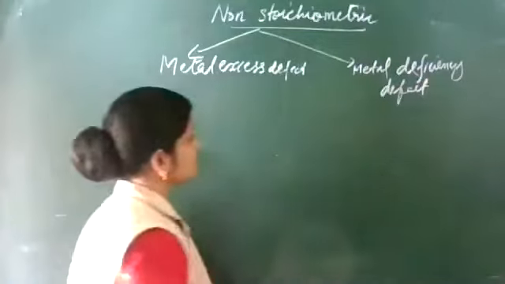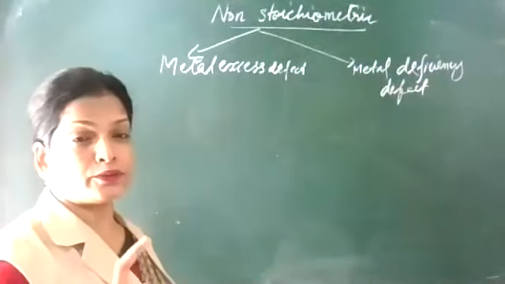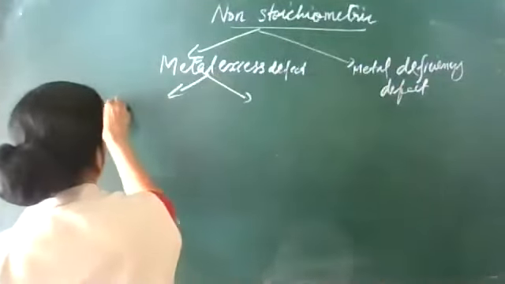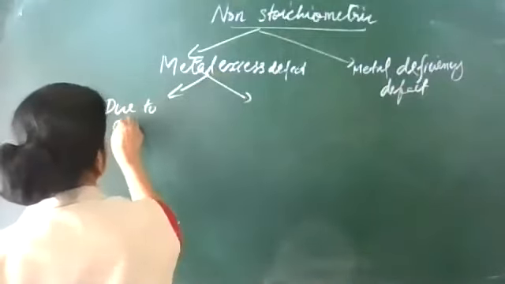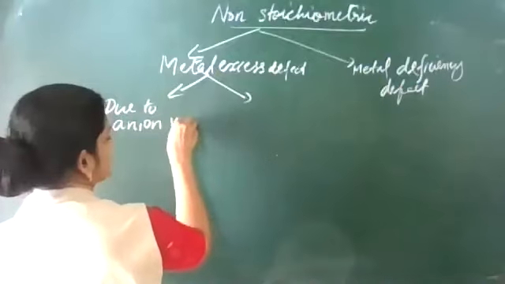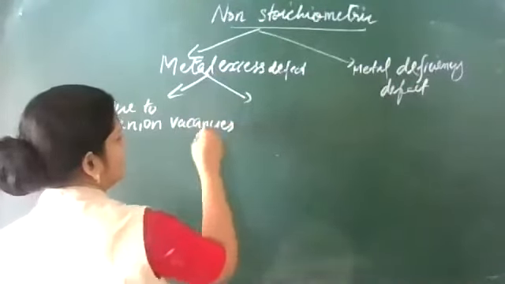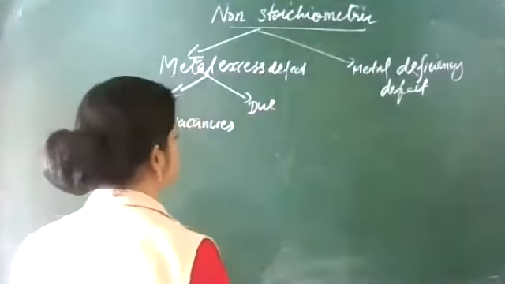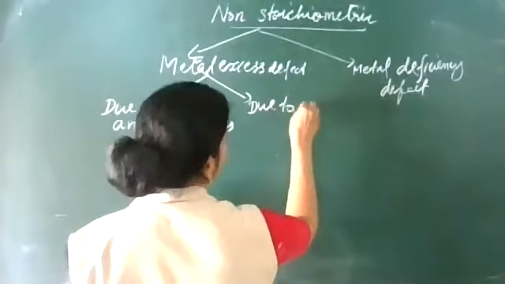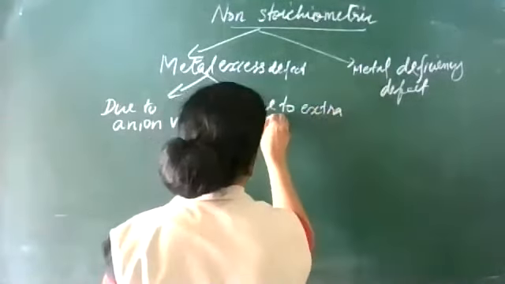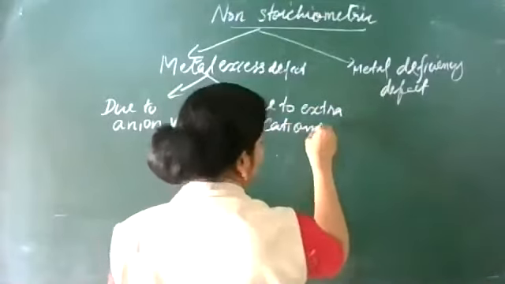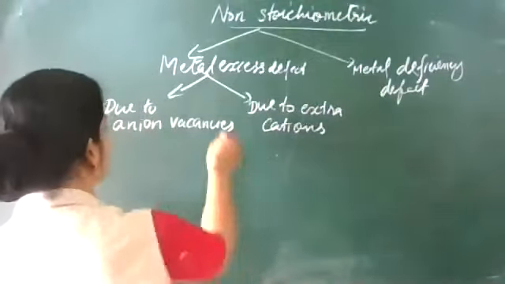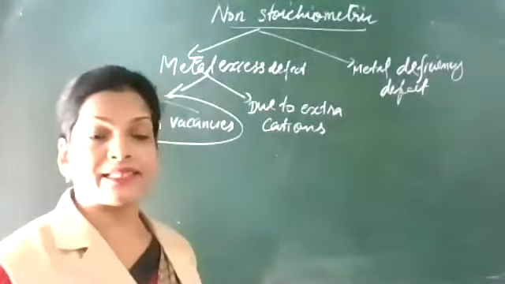Metal excess defect is due to two reasons. One, metal excess defect due to anion vacancies. And two, due to extra cations at the interstitial site. So first we will see metal excess defect due to anion vacancies.